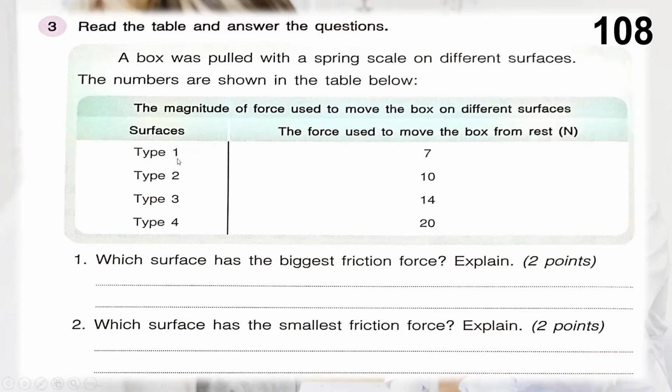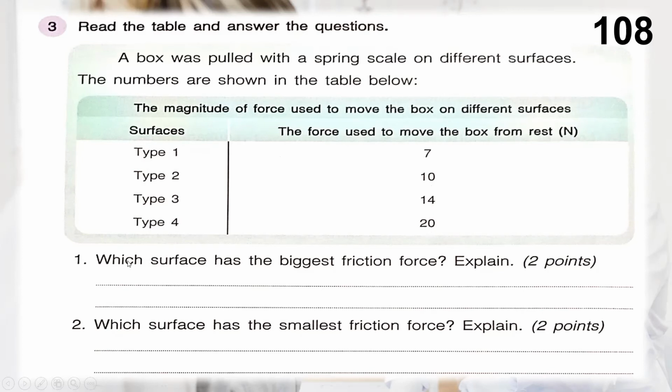We have type 1, type 2, type 3, and type 4. On the second column, we can see the force used to move the box from rest. This is in Newton. So, type 1 is moved in 7 Newton, type 2 is moved in 10 Newton, type 3 is moved in 14 Newton, and type 4 is moved in 20 Newton.